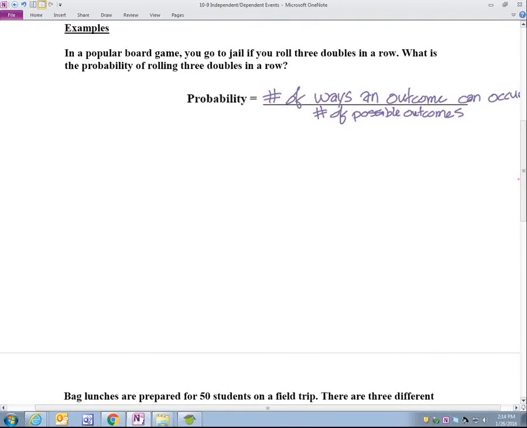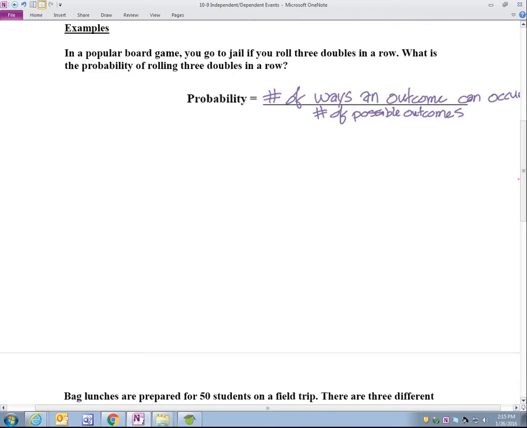So, in a popular board game, you go to jail if you roll 3 doubles in a row. What is the probability of rolling 3 doubles in a row? There are 3 things that are happening here, so we are going to find the probability of those 3 things happening. And the question I ask you, if I roll 1 double, does that change anything about rolling a second double? For example, if you roll a double 1, you can't roll a double 1 anymore. That would be a dependent.